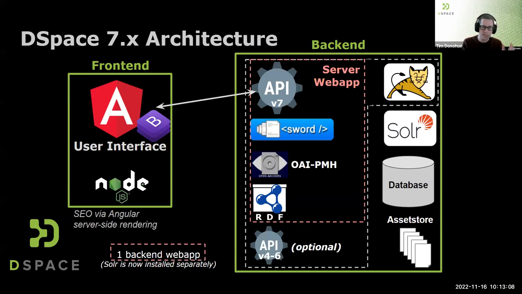So the front end is a separate application that communicates with the backend. It's an Angular application that uses Bootstrap for theming. It runs on Node.js, and it does search engine optimization via server-side rendering. And we'll see a little bit more of how that comes into play here as we're going through, walking through the upgrade and installation process. But that's the basic idea here of the differences between those two platforms.